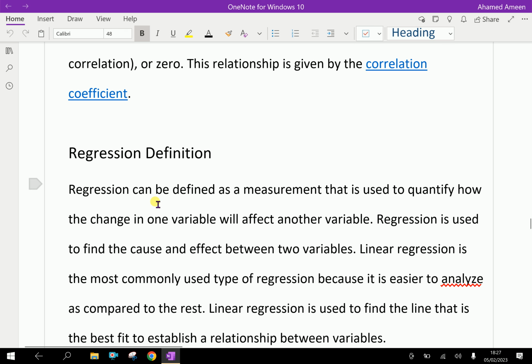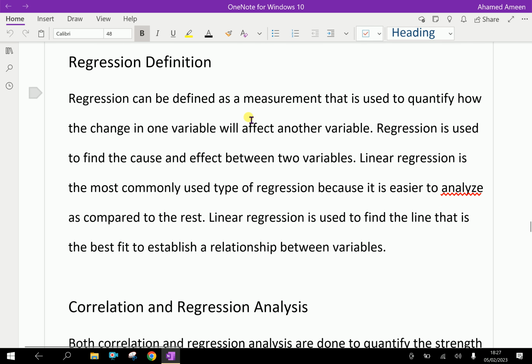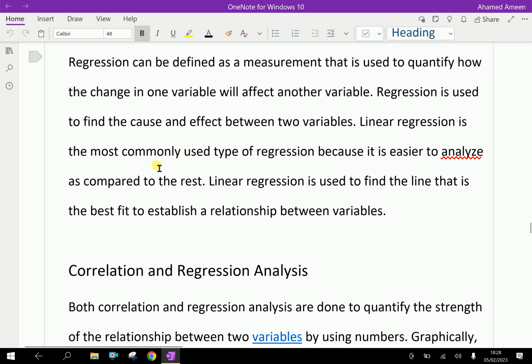Now we will define regression. Regression can be defined as a measurement that is used to quantify how the change in one variable will affect another variable. Regression is used to find the cause and effect between two variables. Linear regression is the most commonly used type of regression because it is easier to analyze as compared to the rest. Linear regression is used to find the line that is the best fit to establish a relationship between the variables. That means through the given variables we can get a best fit straight line, which is the regression line.